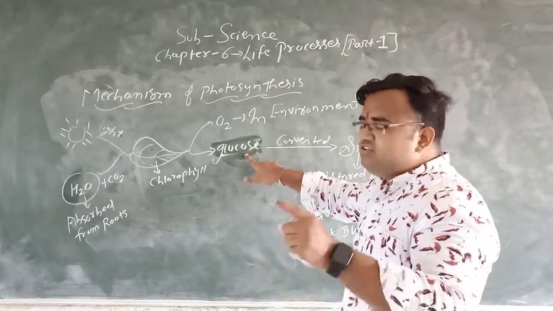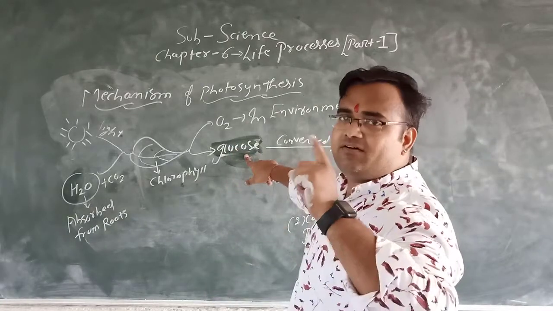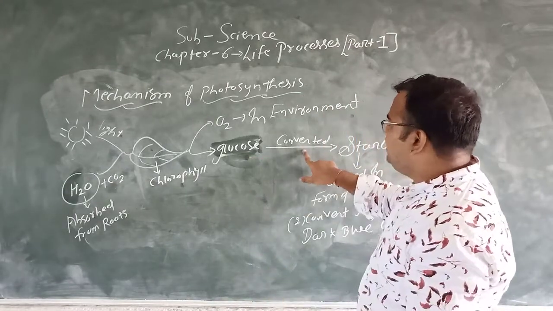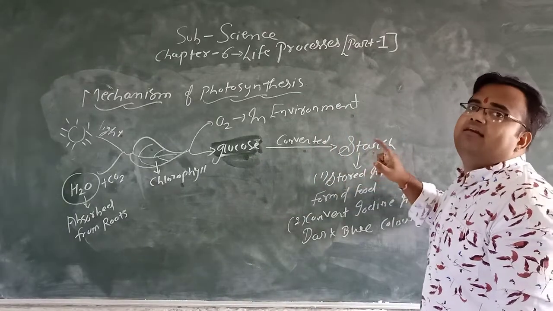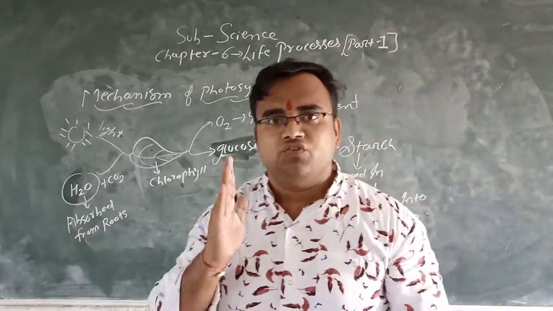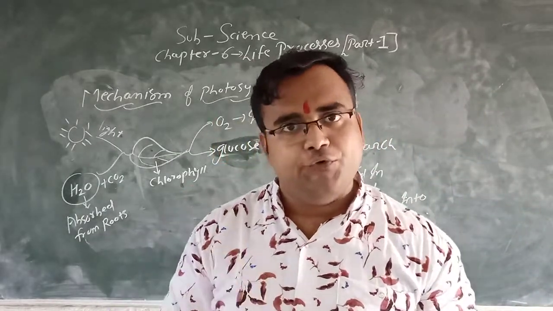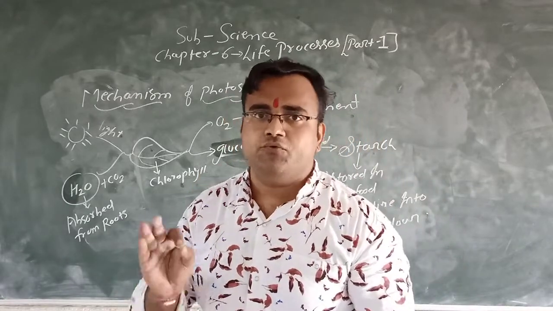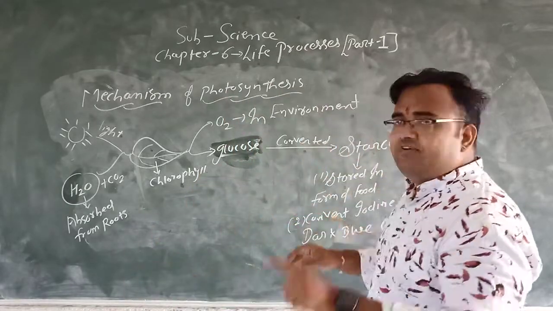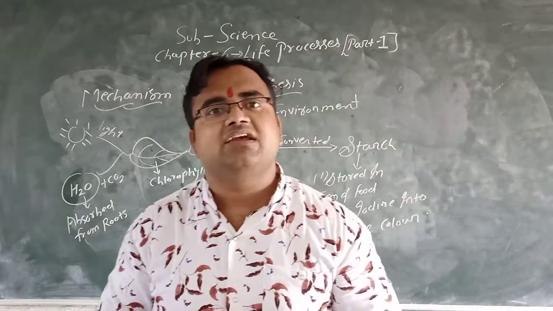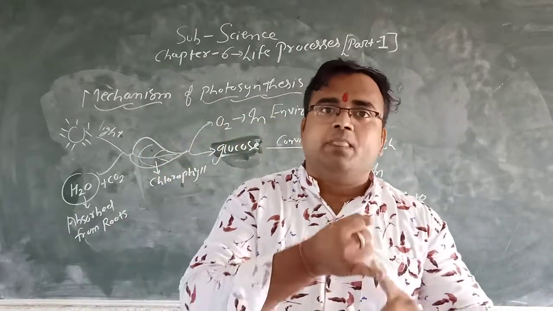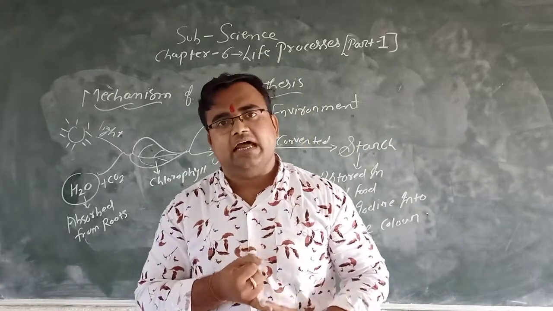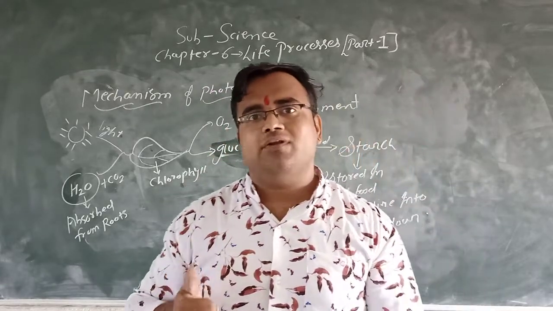and the glucose, which is formed as a food or as a final product of photosynthesis, is finally converted into the starch. And starch is stored in the form of food in the plants. And one more thing, the starch can convert the color of iodine into dark blue. A confirmatory test for the starch.